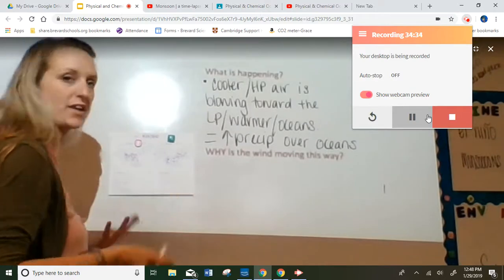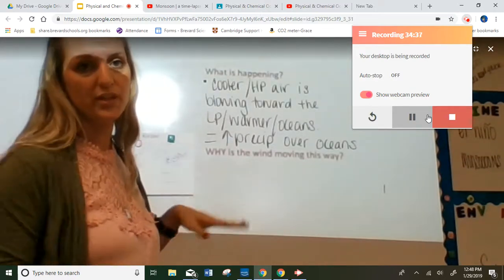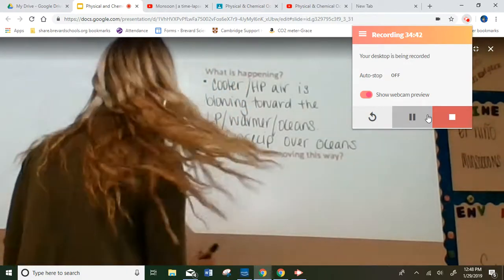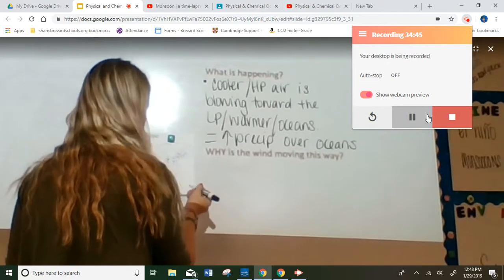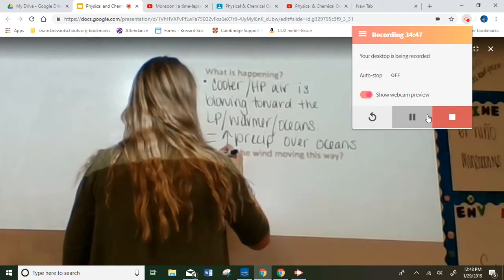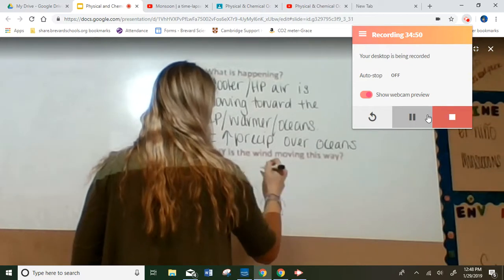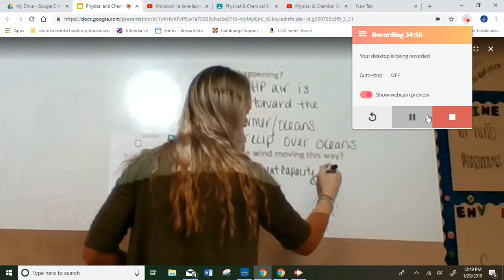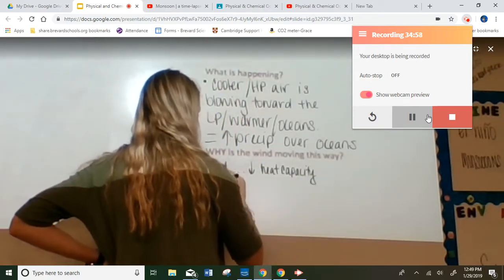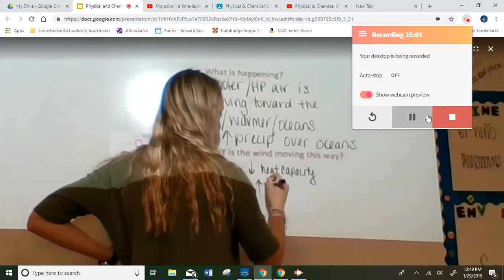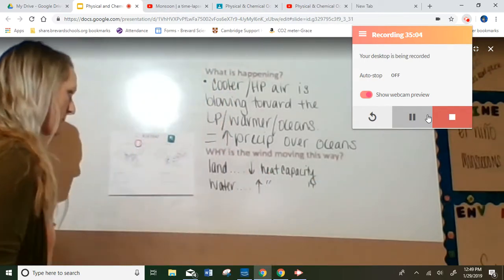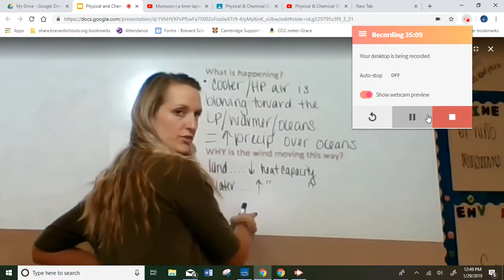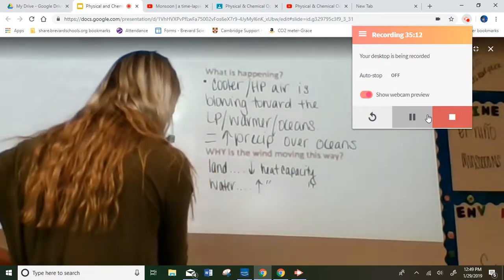Why does it go that way? Again, because hot things rise, cold things sink. Cold things are going to take the place of that warmer, lower pressure system. Why is the wind moving this way? So land: low heat capacity, changes its temperature really fast. Water: high heat capacity, keeps its temperature well. So the cooler air is going to move towards your warmer temperature, your low pressure area.